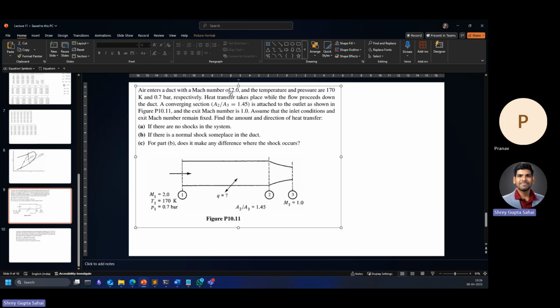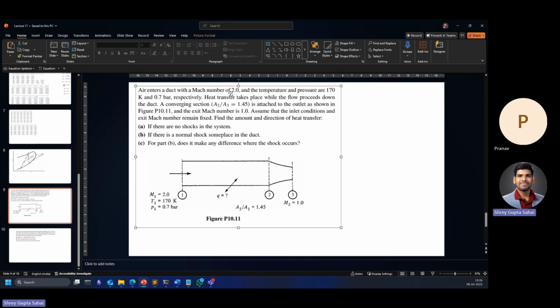And the exit Mach number is 1. So again, sonic conditions at the exit of the setup. Assume the inlet condition and exit Mach number remain fixed. Find out the amount and direction of heat transfer. Similar problem, very similar to what we had done.